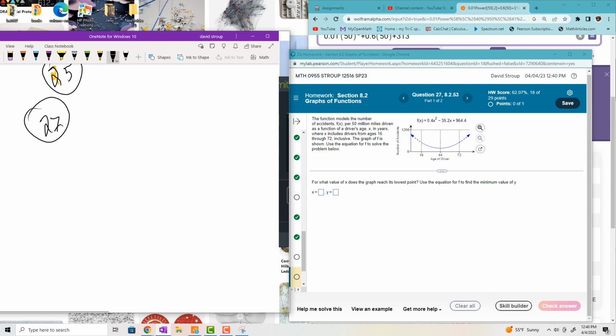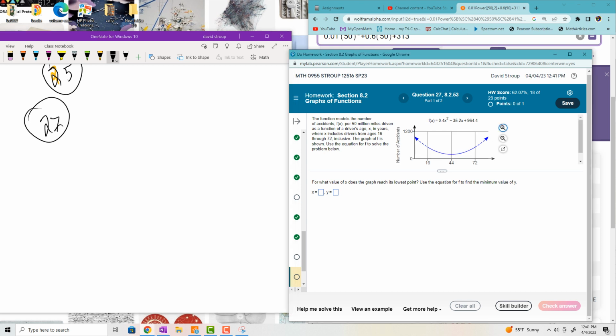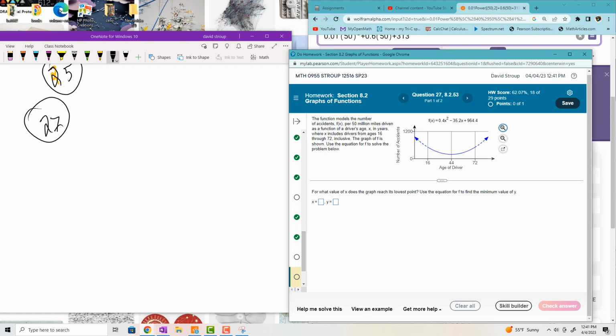So for what values of x does the graph reach its lowest point? Just looking at the graph, the lowest y value, if you think of this like a valley, occurs at 44. So that's the x value. The y value, though, isn't clear. It's somewhere in between 0 and 1200. So how do I figure that out?